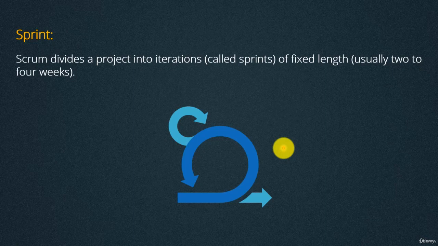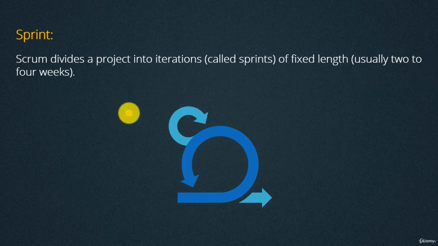So let's now talk about the Scrum practices that are used in Scrum teams. The first one is called a sprint. Scrum divides the project into iterations or sprints of fixed length. The length of the sprint is usually 2 to 4 weeks.